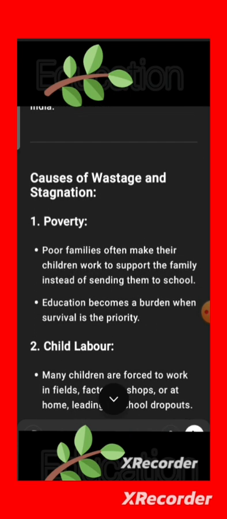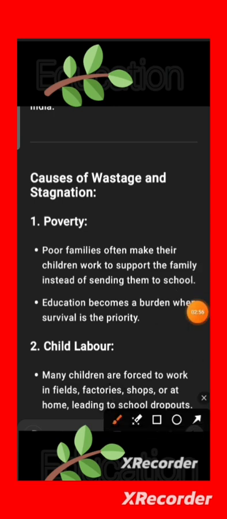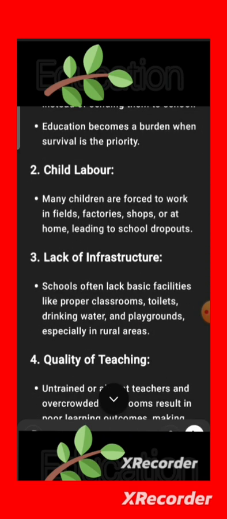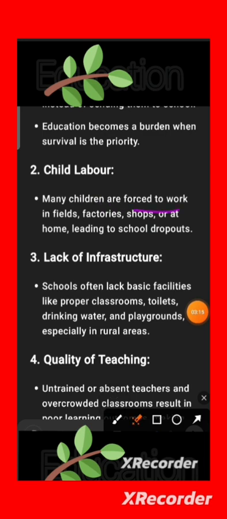Causes of wastage and stagnation. Poverty. Poor families often make their children work to support the family instead of sending them to school. Education becomes a burden when survival is the priority. Child labor. Many children are forced to work in fields, factories, shops or at home, leading to school dropout. Lack of infrastructure. Schools often lack basic facilities like proper classrooms, toilets, drinking water, playgrounds, especially in rural areas.